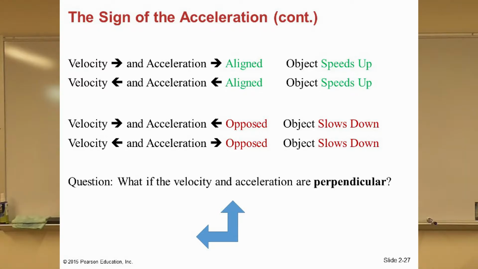In summary, the easiest way to think about it is if the velocity and acceleration are in the same direction, either both negative or both positive, then your object's going to be speeding up. On the other hand, if they are in opposite directions, velocity negative, acceleration positive, or vice versa, then the object's slowing down. Now the final question is, what if the acceleration and velocity are not in the same direction, not in opposite directions, but perpendicular to each other? That's a case we'll come back to later.